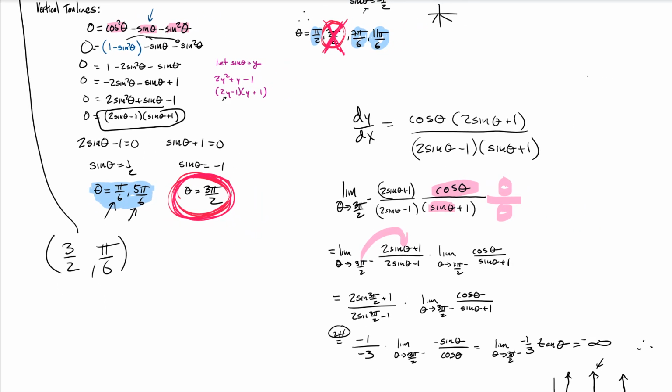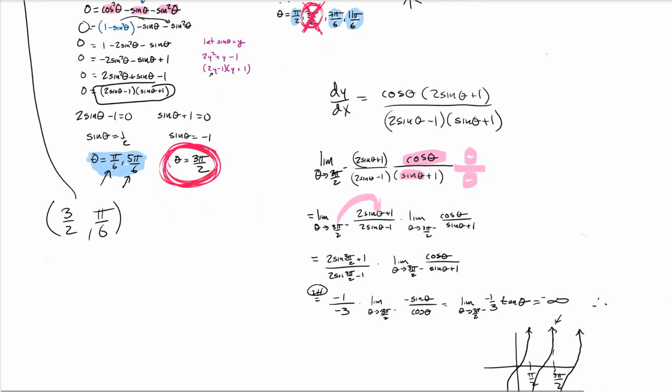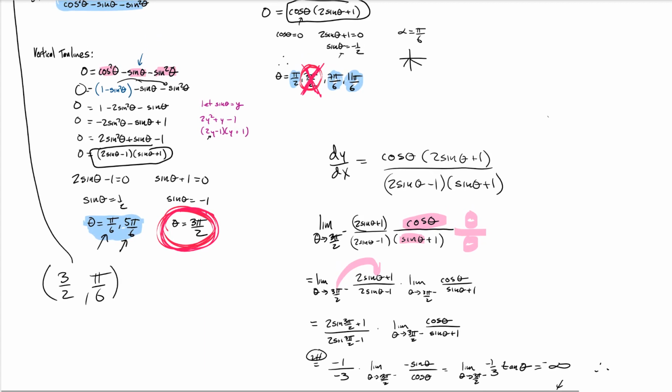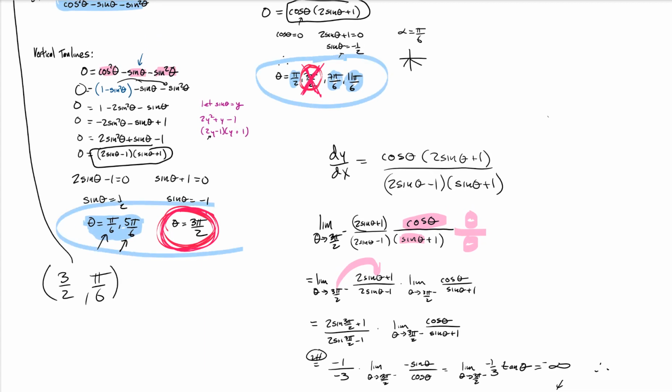So it has been 17 minutes. I've got to stop talking. So once again, we found that there were 3 points where it was a horizontal tangent line, and we found out there were 3 points where the tangent line was vertical.